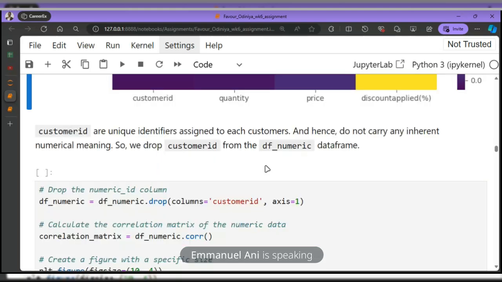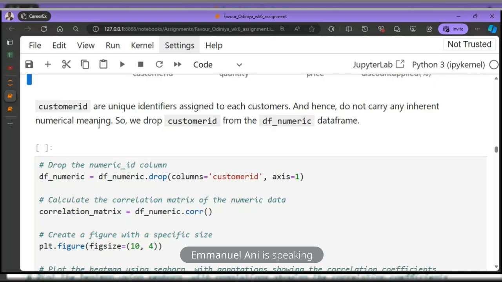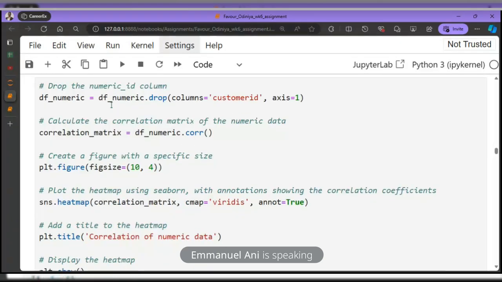Let's just move forward. So I actually like how this person still explains the output here. That is very nice. So what was the question again?